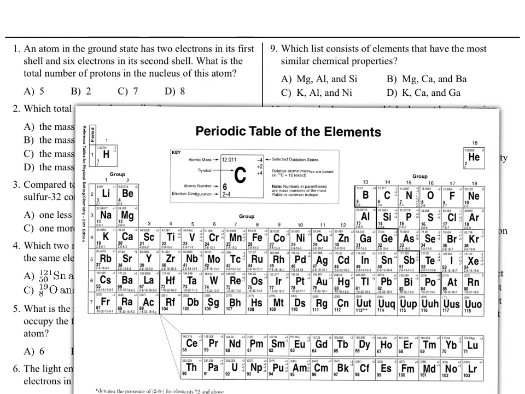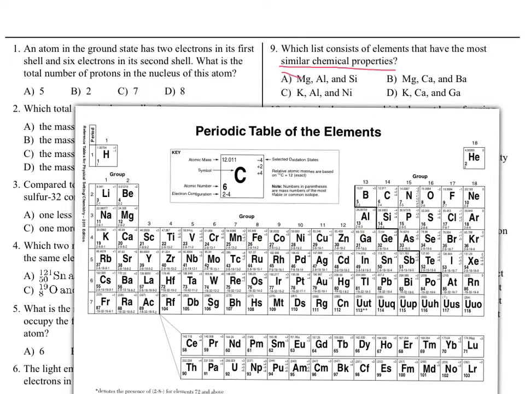Beginning with question 9, we're looking for listing the elements with similar chemical properties. And recall that elements that have similar chemical properties are going to tend to be in the same column or group. So we begin with magnesium, aluminum, and silicon. Now, magnesium and aluminum are metals, and silicon is a metalloid. So they don't even kind of have the same general category. And again, they're in the same row, not column. So they will not have similar chemical properties.